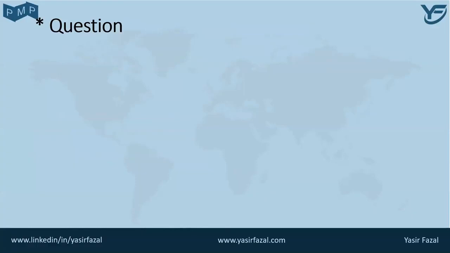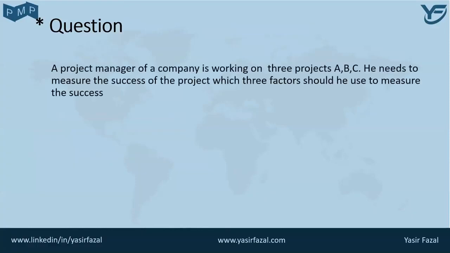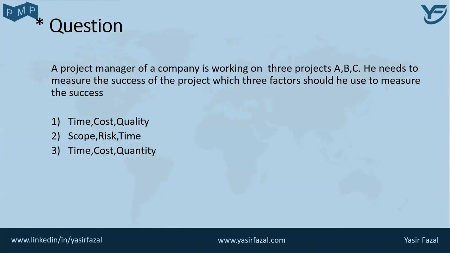So let's come towards our star question. The question is: a project manager of a company is working on three projects A, B, C. He needs to measure the success of the projects. Which three factors should he use to measure the success? The first option is time, cost, and quality. Second, scope, risk, time. Third, cost, quantity, and time. Fourth, quality, cost, and stakeholder.